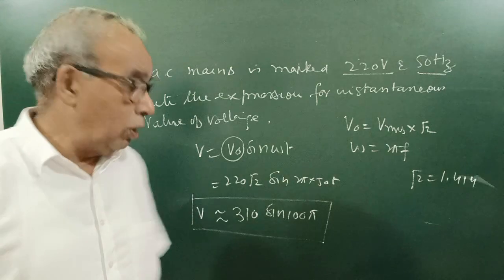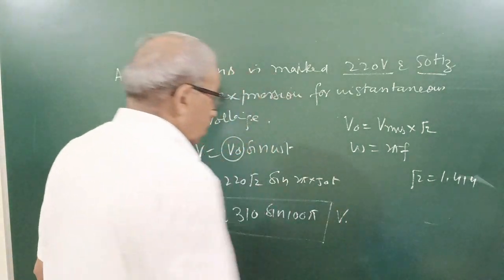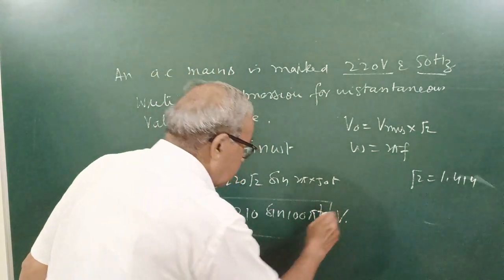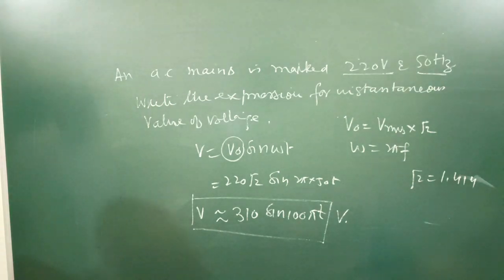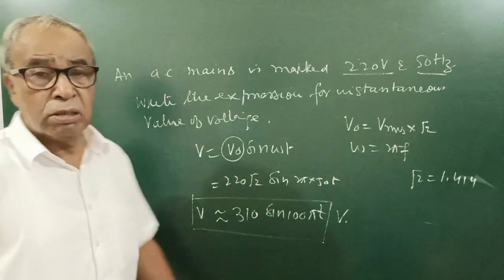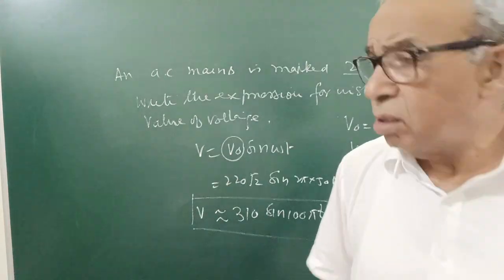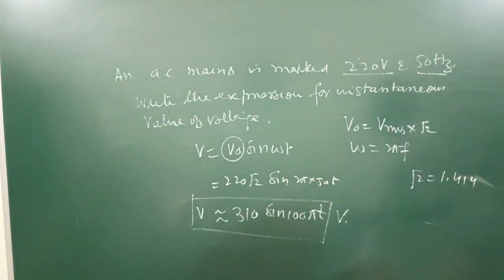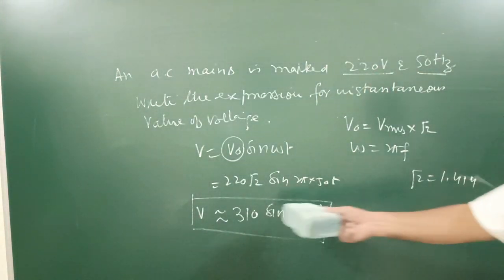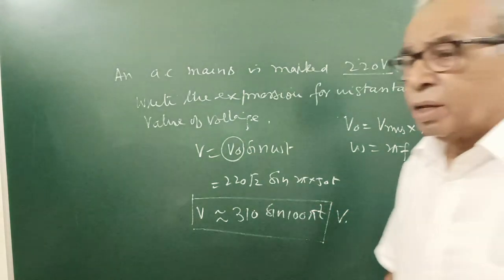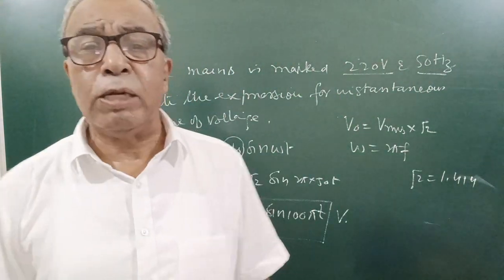V equal to 310 sine 100 pi t, V is in volt. So this is the expression for instantaneous voltage. Such type of question in board exam are asked and in competition also. This knowledge is required. You will be coming across many questions there.